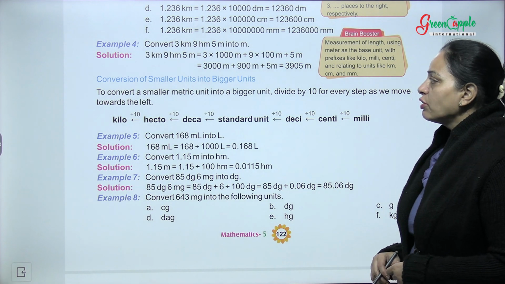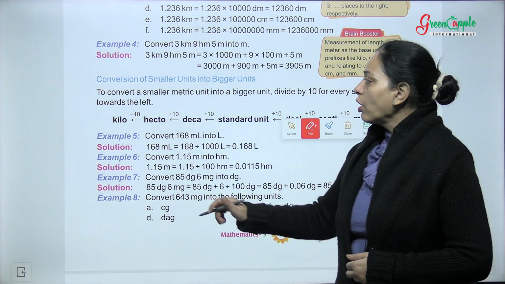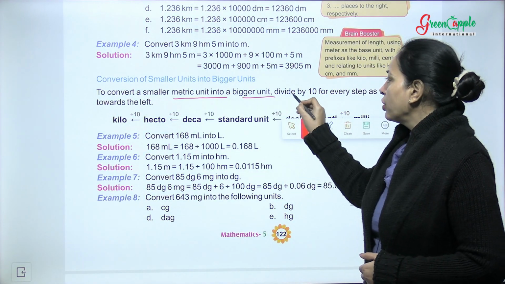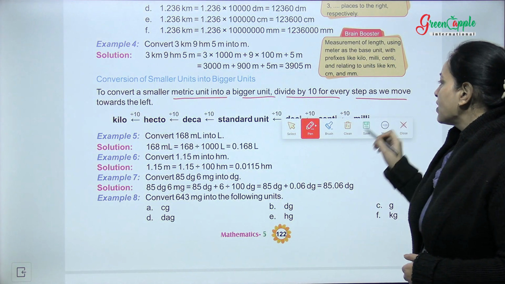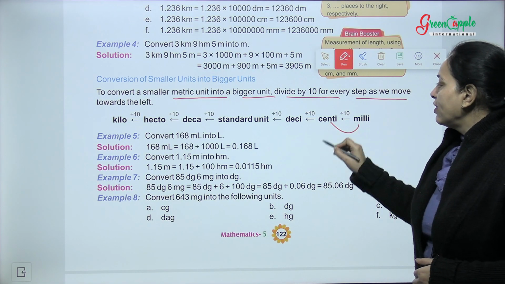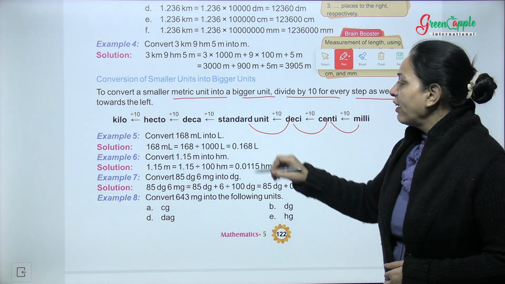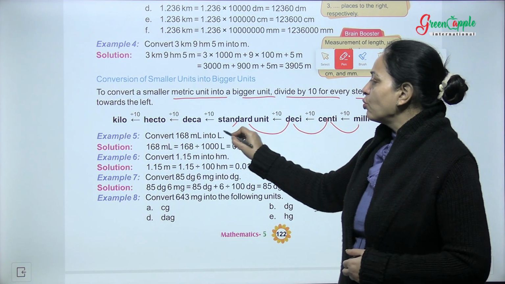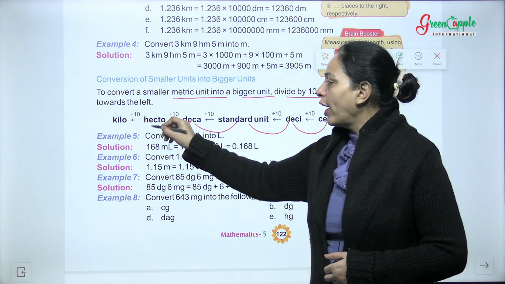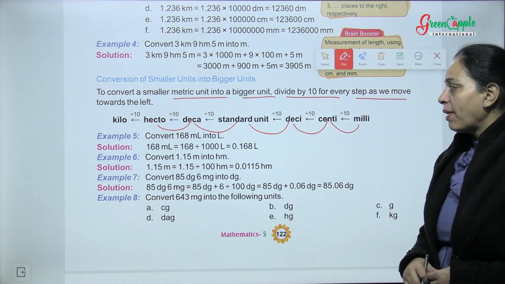Now conversion of smaller to bigger units. So here division. To convert a smaller to a bigger unit, divide by 10 for every step as we move towards the left. So like here milli to centi, divide by 10, centi to deci, divide by 10, deci to standard, divide by 10, standard to deca, divide by 10, deca to hecto, divide by 10, and then hecto to kilo, divide by 10.